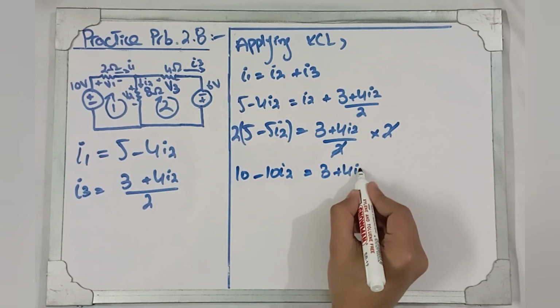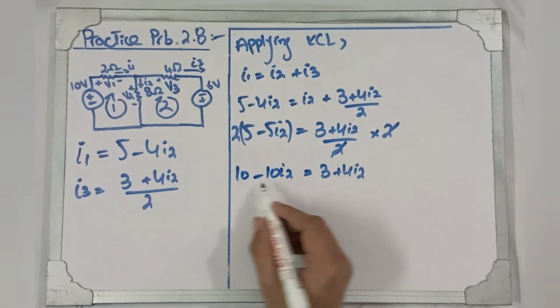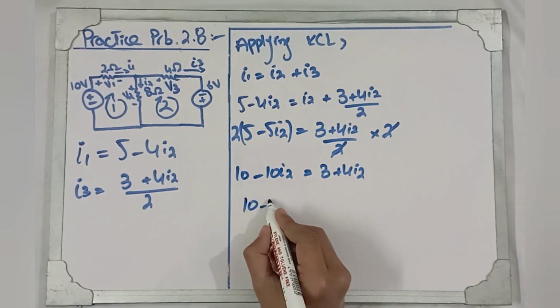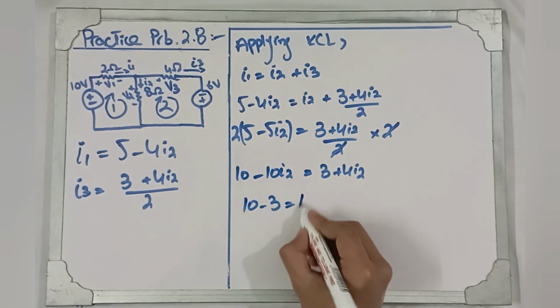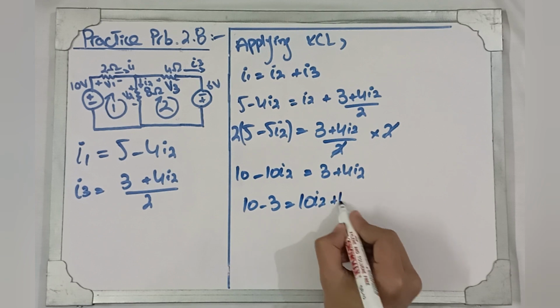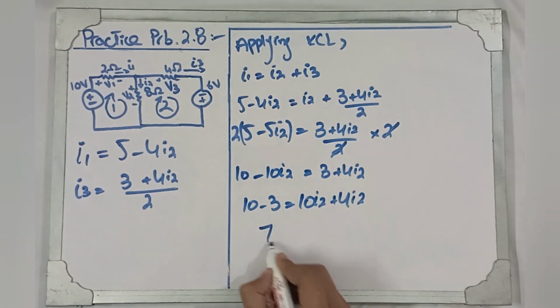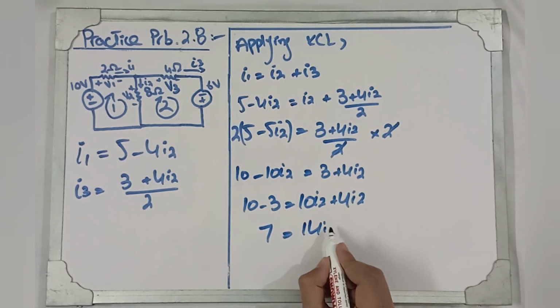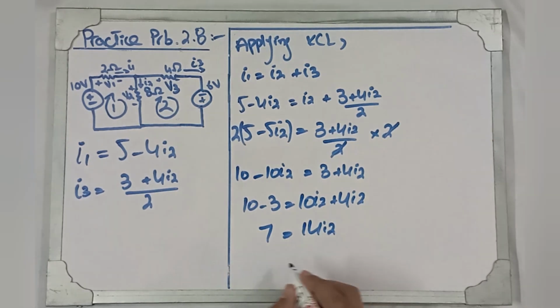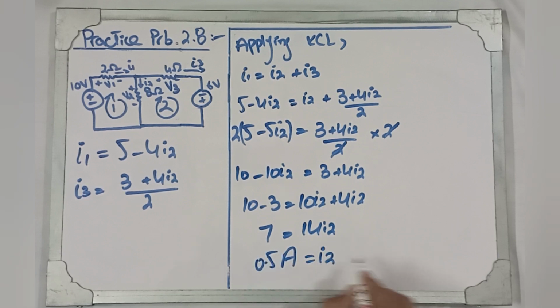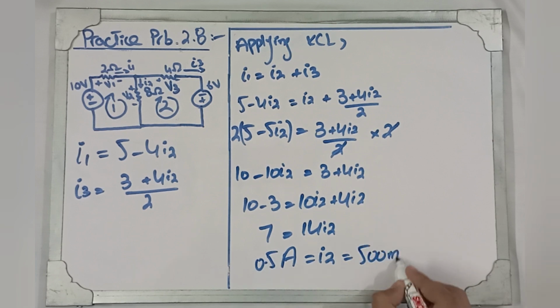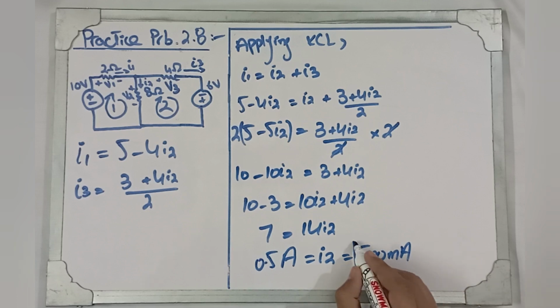Now simplifying this equation, 10 minus 3 will be equal to 10I2 plus 4I2. So 7 equal to 14I2, and the value of I2 will be 0.5. 7 divided by 14 is 0.5, or we can also call it 500 milliamperes. So this is the value of I2.